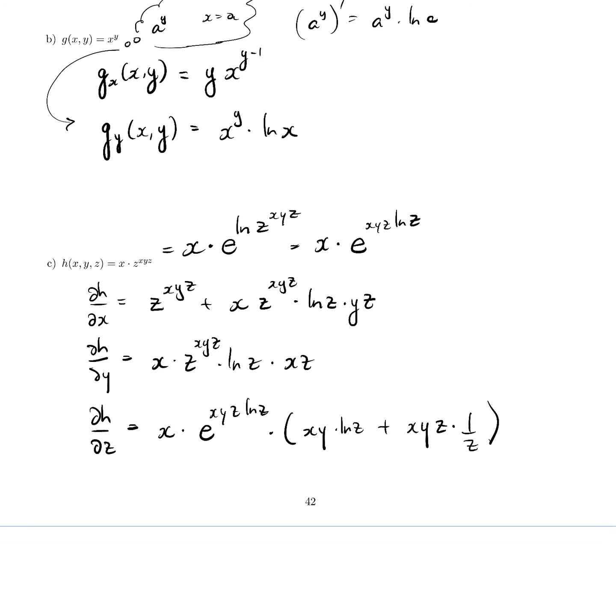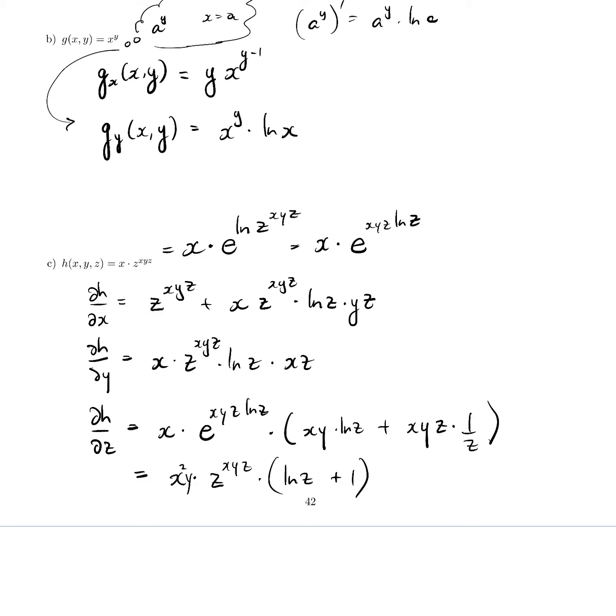We can do a little bit of cleanup here with this. Our e to the xyz ln z, that was the original z to the xyz that we had, so we can rewrite that as x z to the xyz times xy. In fact, why don't I factor out an xy? So we're going to get x squared y times, and we'll be left with ln z plus 1 in the brackets.